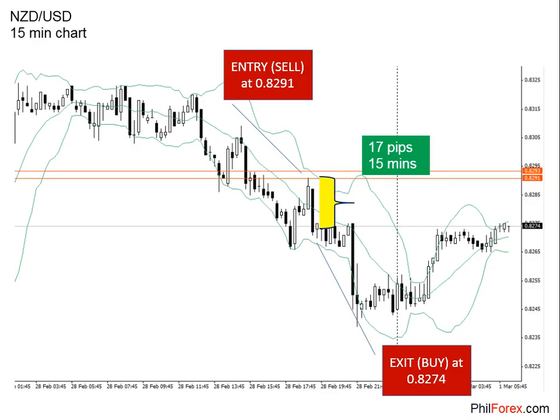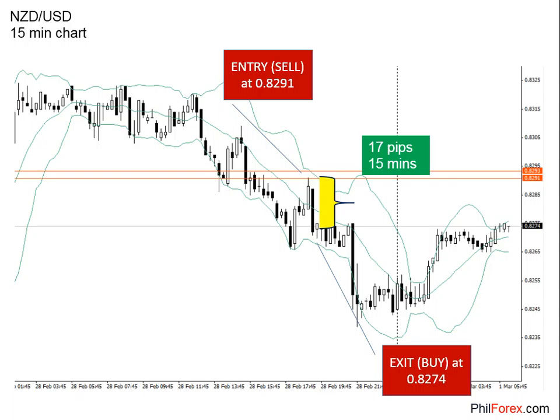So again, it depends on your pip value or how much your pip is. If it's $10 per pip, you get $170. If it's $1 per pip, you get $17. If it's 10 cents per pip, well, it's not much, but it's still better than nothing. That would be $1.70. So we always multiply how many pips we get with our pip value.